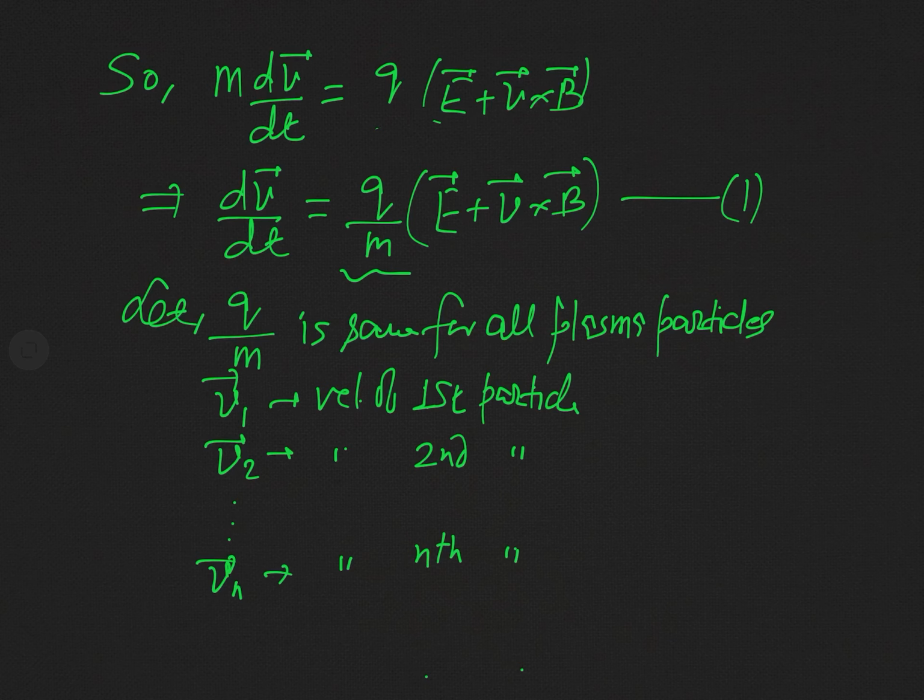So if we wish to write this equation of motion defined in equation 1 for all the particles separately, then what will be our equations? You can see, you just have to put V1, V2, V3 in place of V, and all the other terms will remain the same. So equation 1 for the different plasma particles.